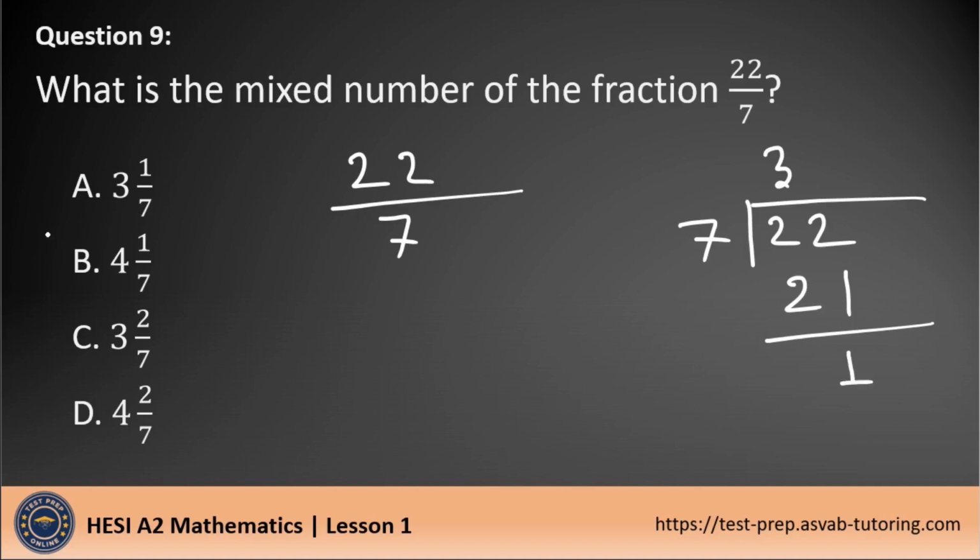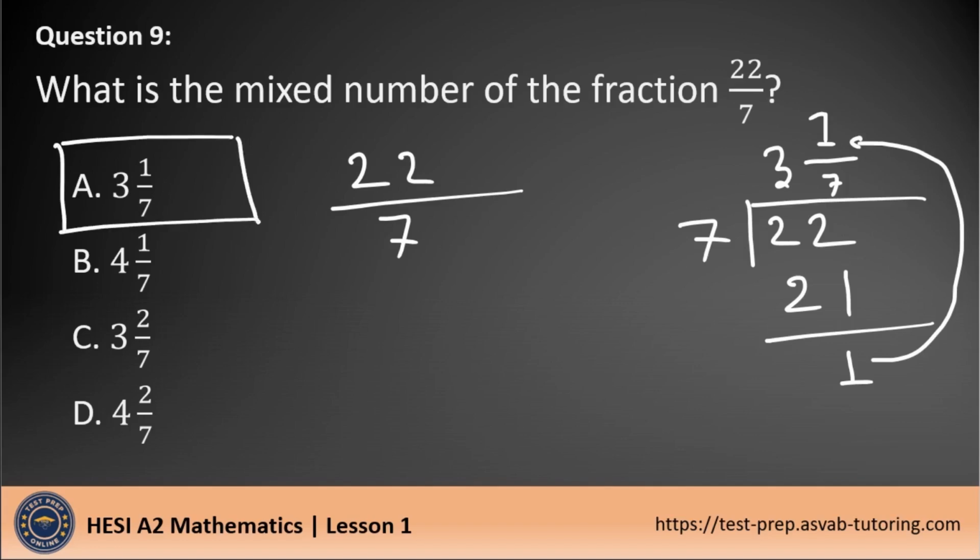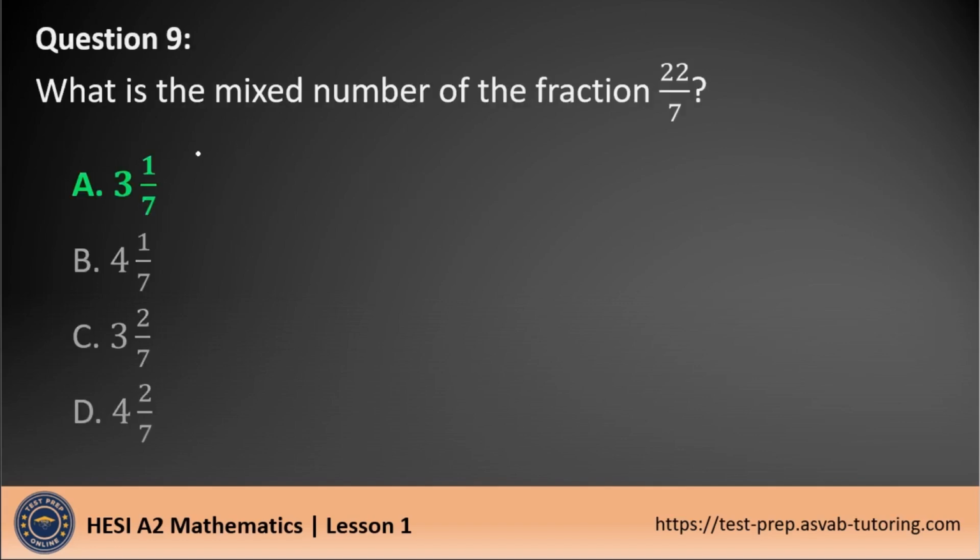So here match with the answer. Here the 3 will go up for the whole number. So here 1 comes and 7 will go down. So here write down 7. So the answer is 3 and 1 divided by 7. Answer is A. Let's check the answer for question number 9. Here the answer is A, 3 and 1 divided by 7.